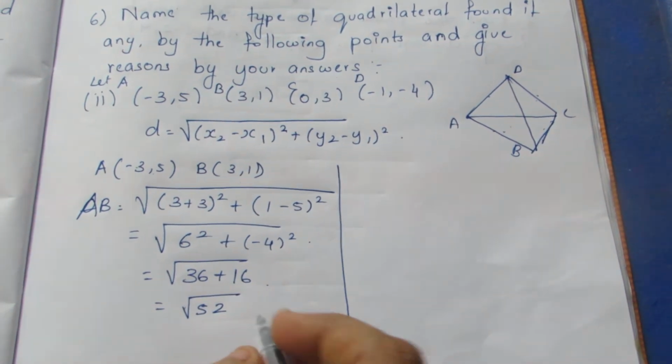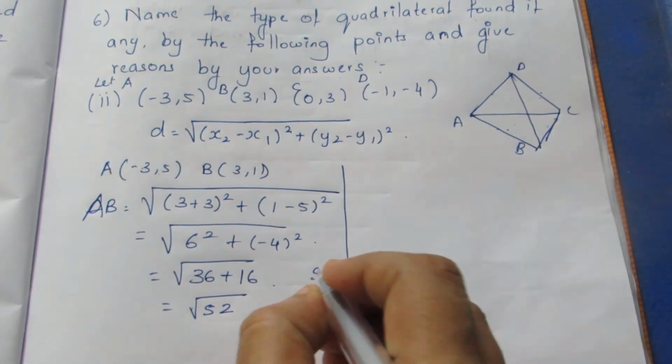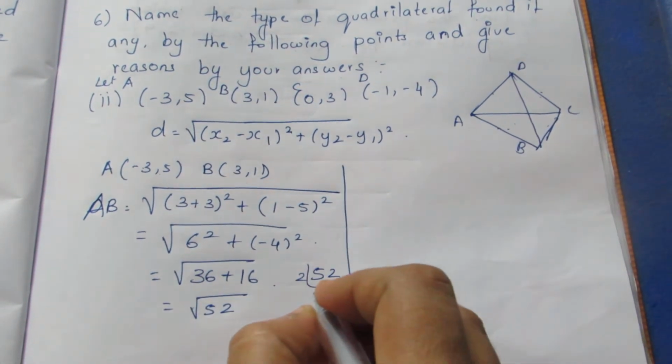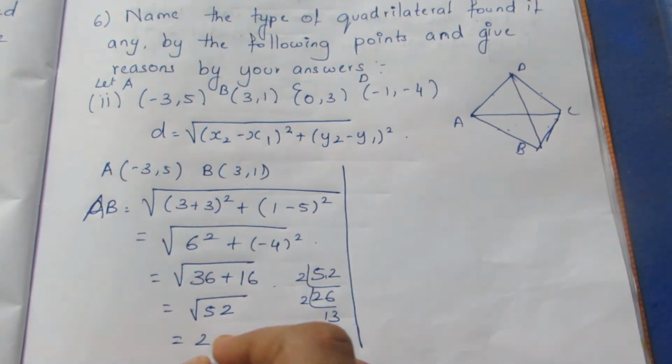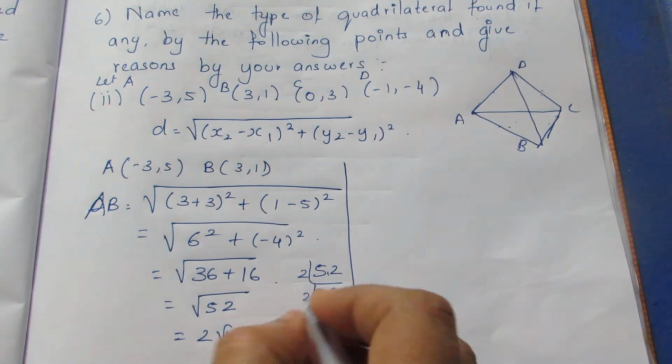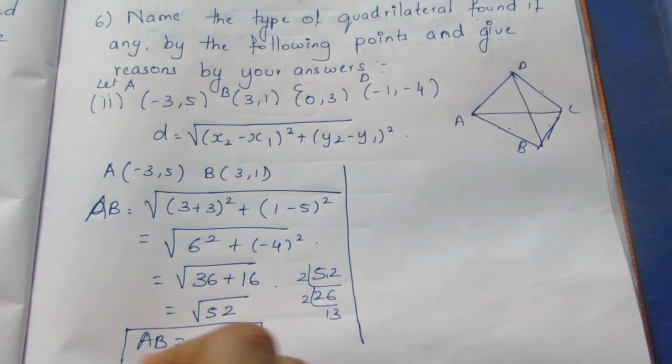As it is root 52, we need to do prime factorization. 2 sixes are 12, 2 thirteens. So this becomes 2 root 13. As there are two 2s, we are taking one 2 outside. So AB is equal to 2 root 13.